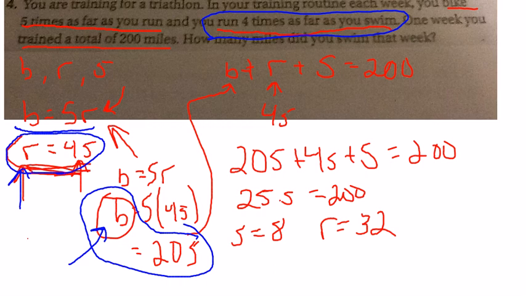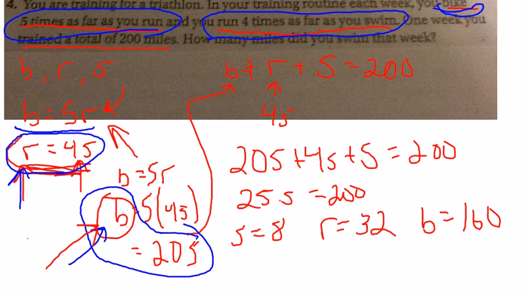So now, the B is 20S. If I do 20 times 8, I get 160. I can check that. The bike is 5 times the run. So is 160 equal to 32 times 5? Yep, it is. So check, that's good. You could also add them all up: 8, 32, and 160 is 200. So it adds to that 200.